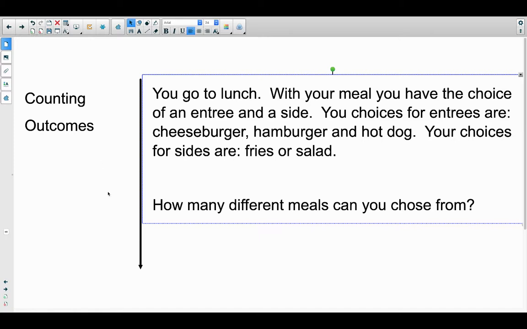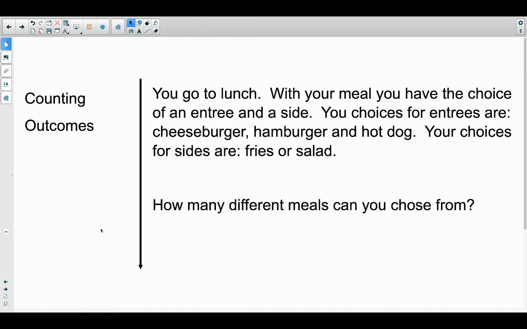So let's think about this. I'm going to go to lunch, and my choice of meals are I can have an entree and a side. My choices for entrees are cheeseburger, hamburger, and hot dog, and my choices for sides are fries or a salad. I should get the salad because that would be healthier for me, but I do like fries. So how many different meals can I choose from?